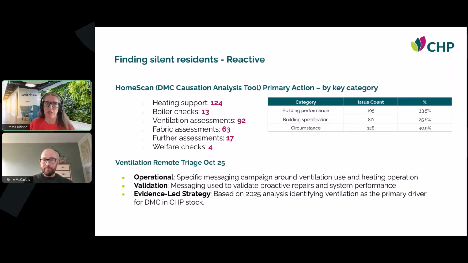Okay, so that was very much about a reactive position, where actually we didn't know, but we were responding to the metrics and what we could see, and that's why we positioned this as finding silent residents in a reactive way.